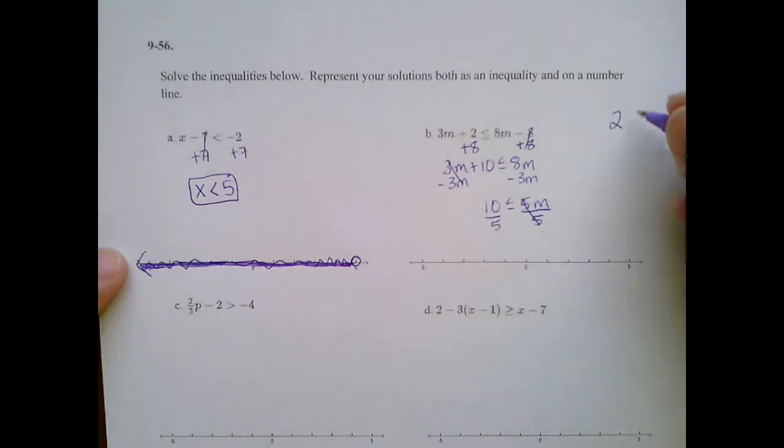I don't have to flip the sign because I divided by a positive, and I'm left with m. So how would you read that? You'd read it as 2 is less than or equal to m. Now, what would be an exact way to say exactly the same thing, but maybe flip-flopped?